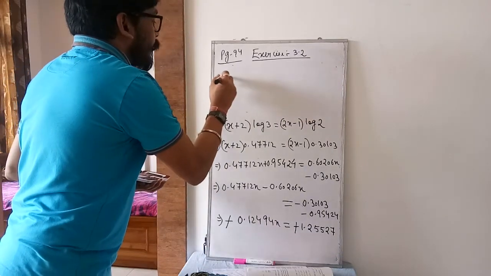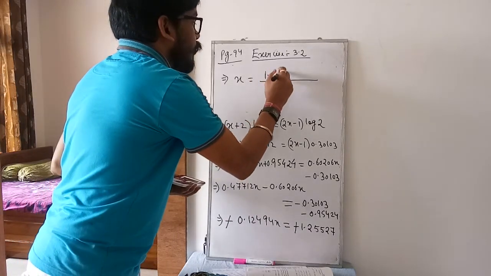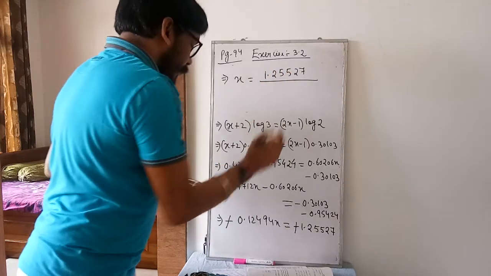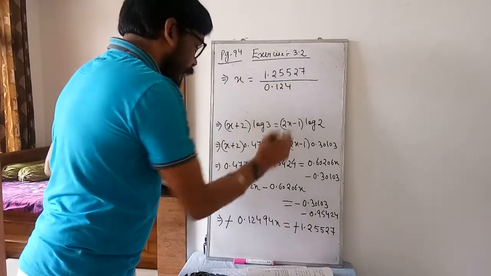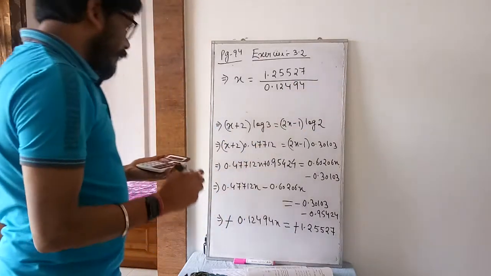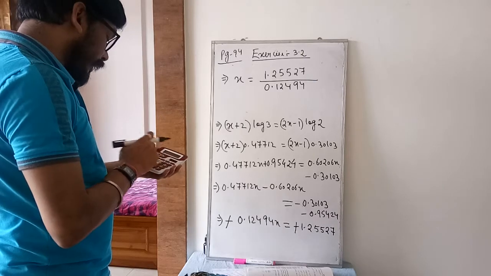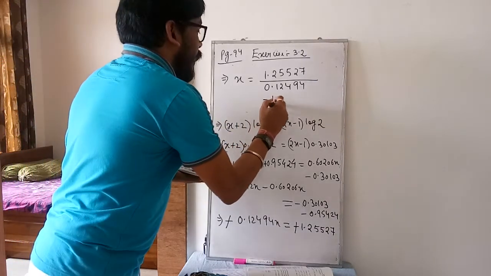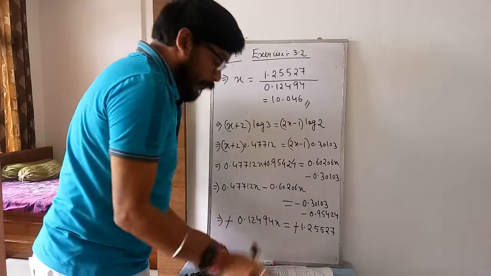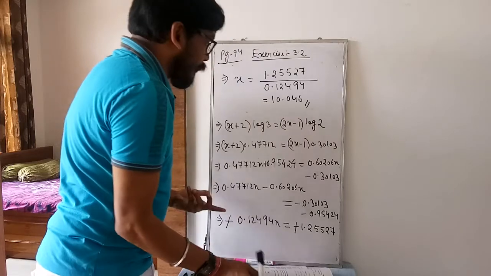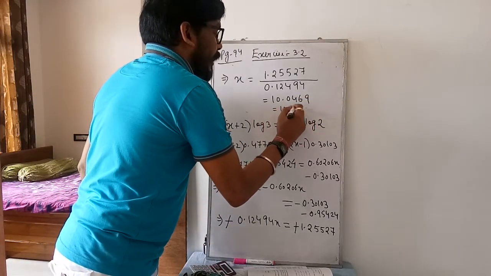I have to find the value of x. So x equal to 1.25527 divided by 0.12494. So it is 10.046. Okay, more digits are there. I have kept only up to 3 decimal places. 10.046. If you keep one more digit, it will be 9, so it will exactly match with the answer.